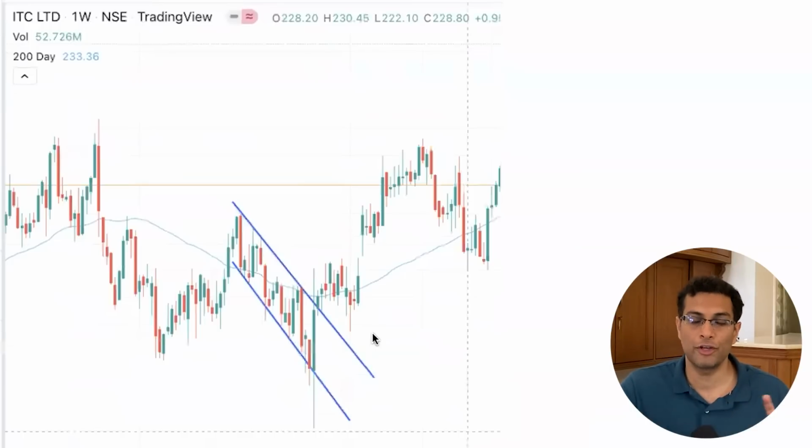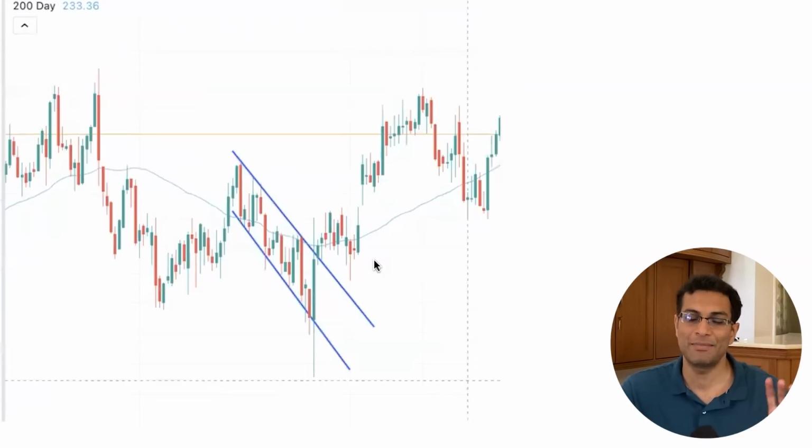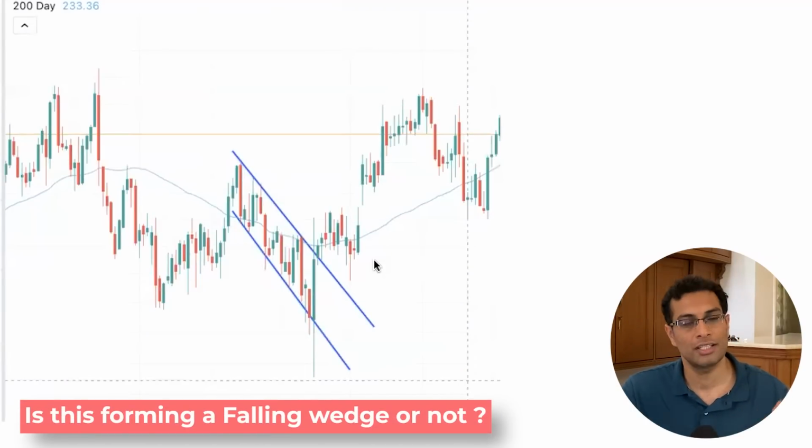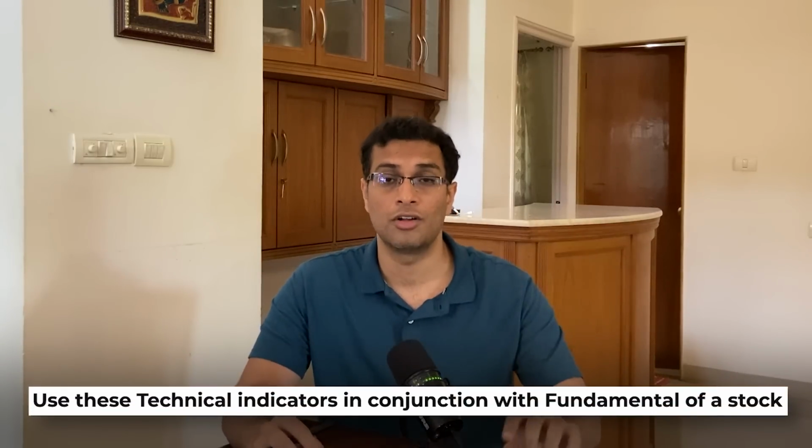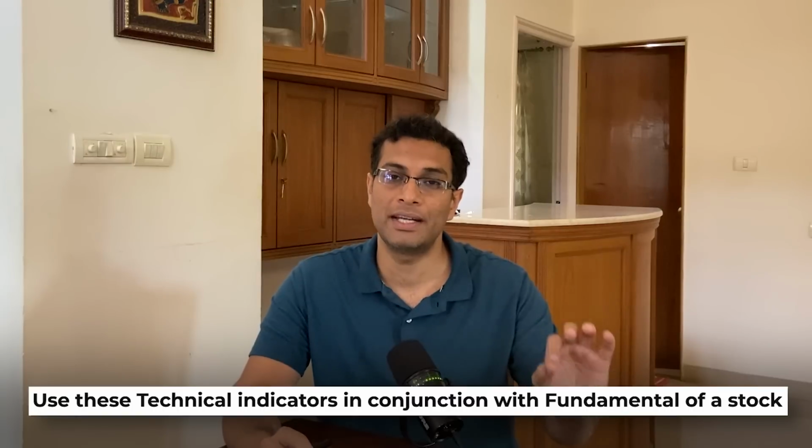Now here is the homework for you. This is from ITC and please tell me if this is a falling wedge pattern or not. This will help you practice. So just in summary, in today's video, we learned about the importance of technical indicators. We talked about 5 important technical indicators. The most important point is that please use these technical indicators in conjunction or in association with the fundamental analysis of a stock.